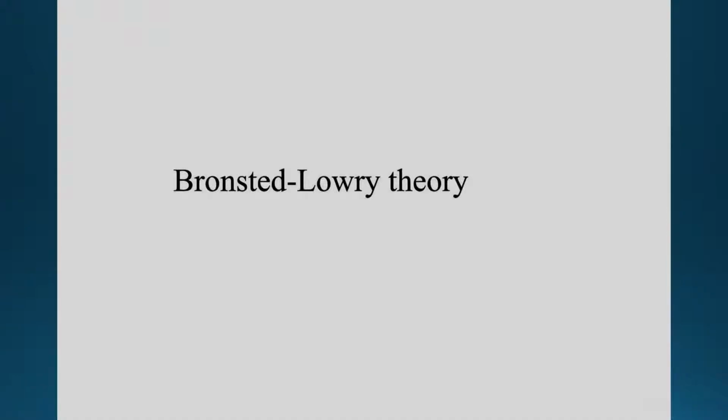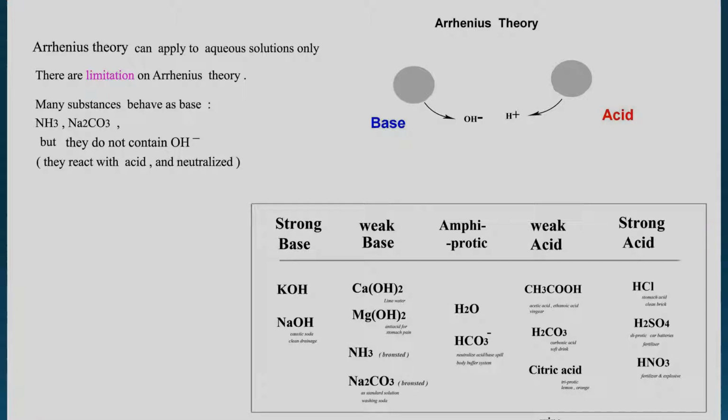Brønsted-Lowry theory. We have already learned Arrhenius theory. In Arrhenius theory, the definition of an acid is one that ionizes to give an H+ ion, and a base is one that ionizes to give an OH- ion. Arrhenius theory applies only to aqueous solutions.